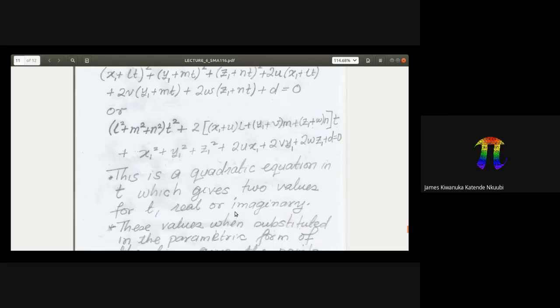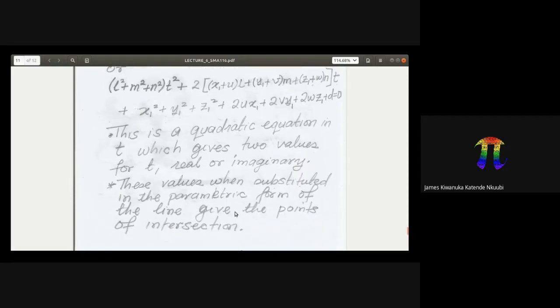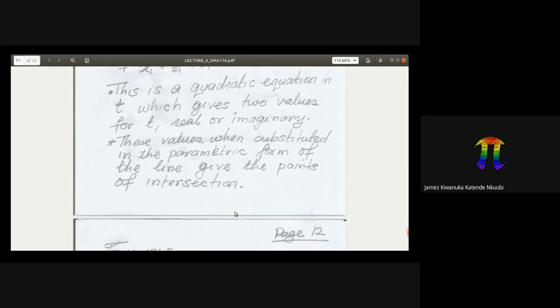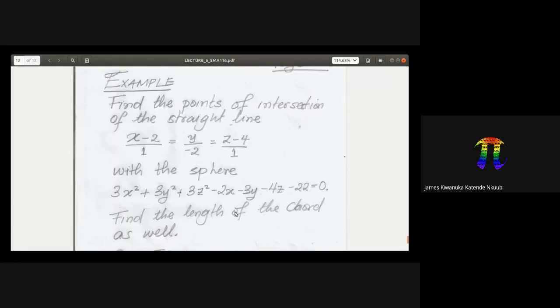So let's do an example. Or maybe I can give you this as an exercise. Find the points of intersection of this straight line and this sphere. I'll give you 3 minutes. So maybe you can write down the question, then I'll go back to the section with the theory.